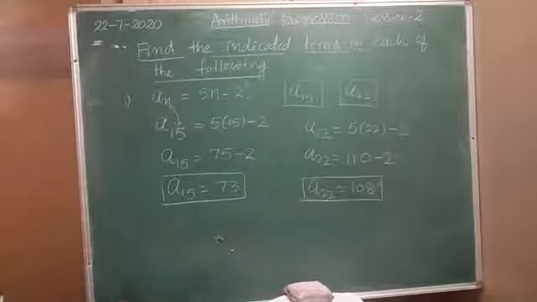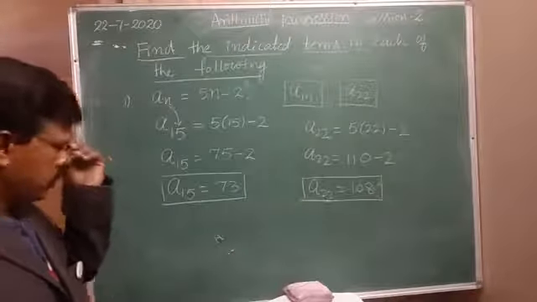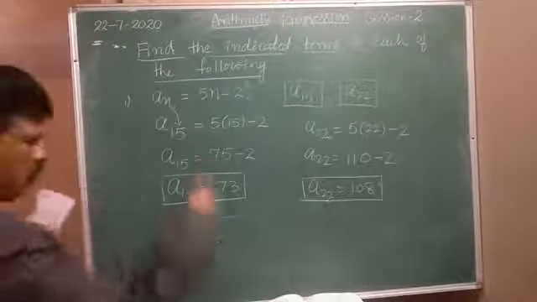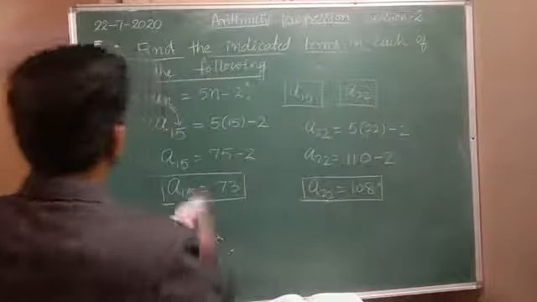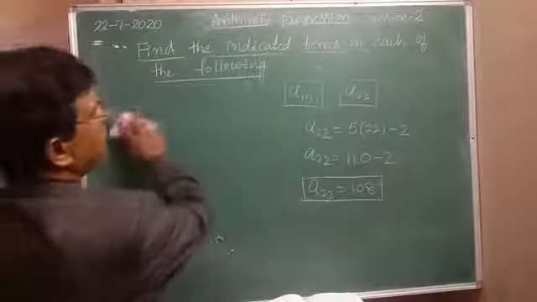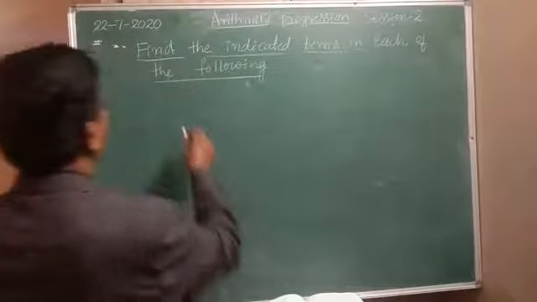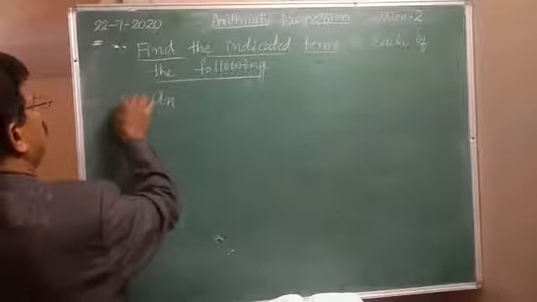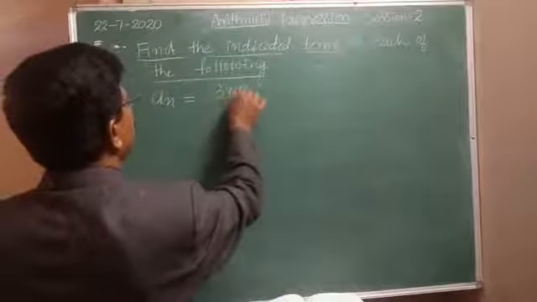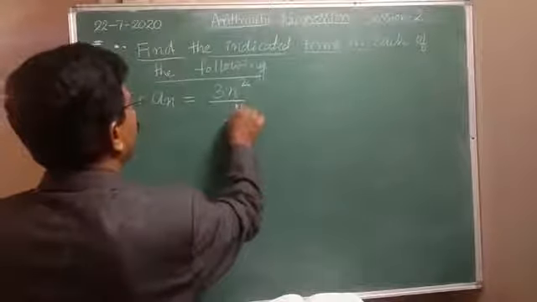This is another type of question. They are giving the nth term, the terms of a progression are described, and then we have to find what they asked. Right? So this is one question. Now another one, I am writing this. An is described by an is equal to 3n square by 2 to the power of n.